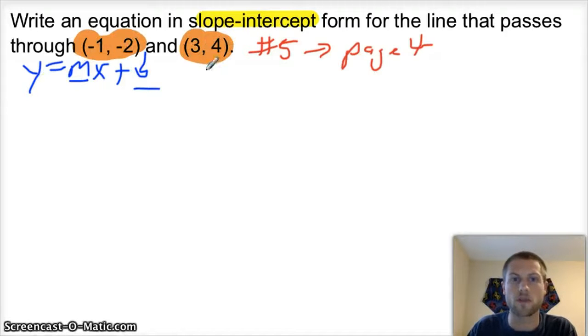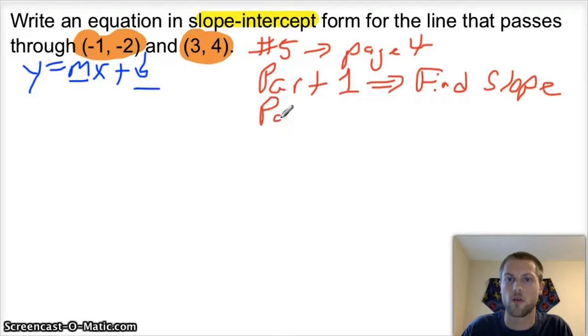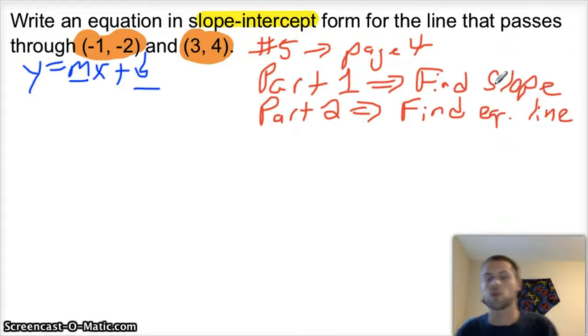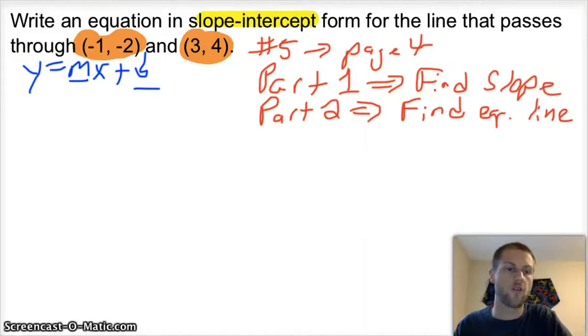So there's kind of two parts when you're given points rather than a slope and a point. Part one is to find the slope. And part two is to find the equation of the line. So once we have the slope, then we can plug stuff in like we did for that last problem. So first, let's find our slope.